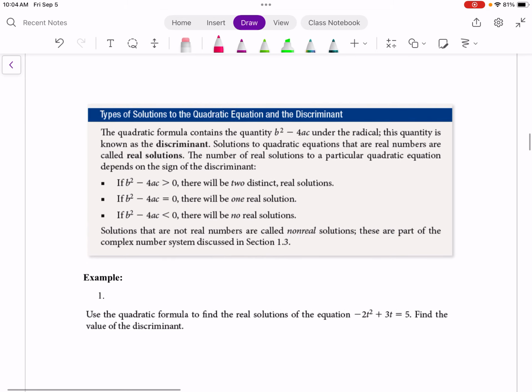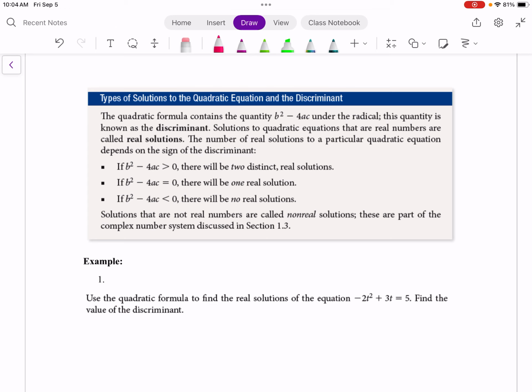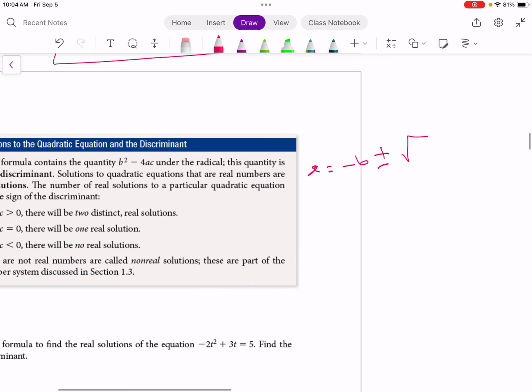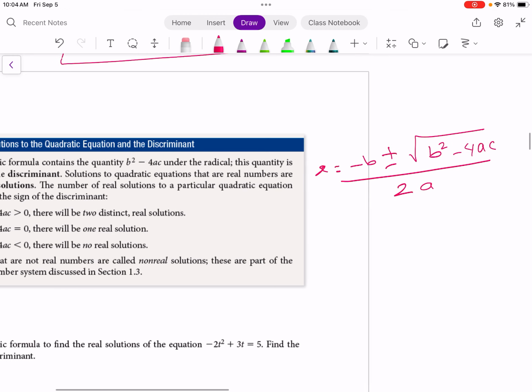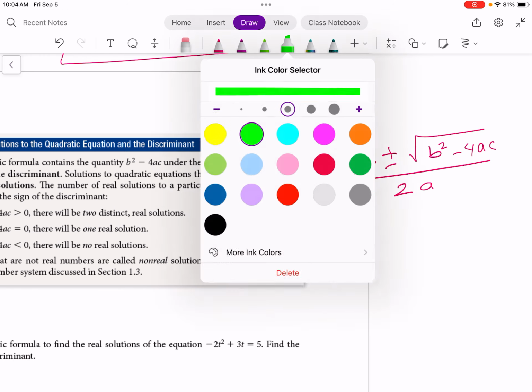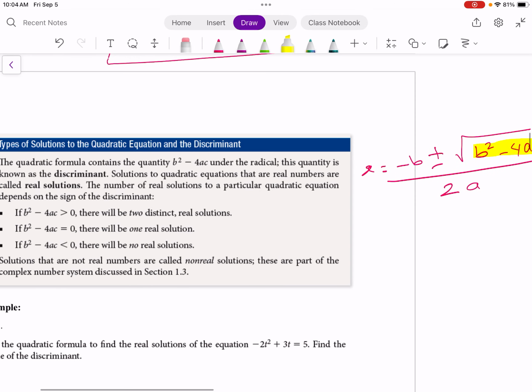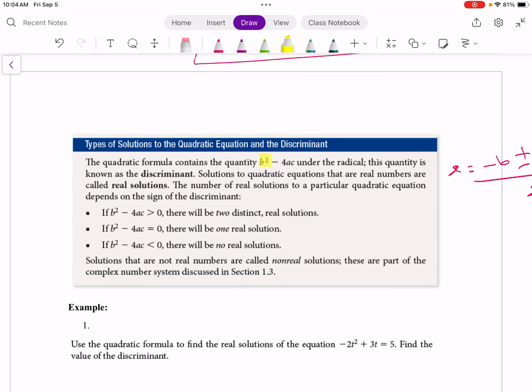Now here, we have the quadratic formula. The quadratic formula is x equals negative b plus or minus the square root of b squared minus 4ac, divided by 2a. So this is the quadratic formula. In this formula, we have b squared minus 4ac, and we call it the discriminant.